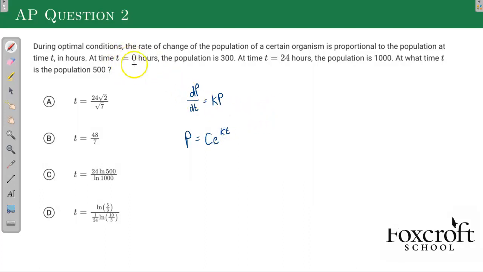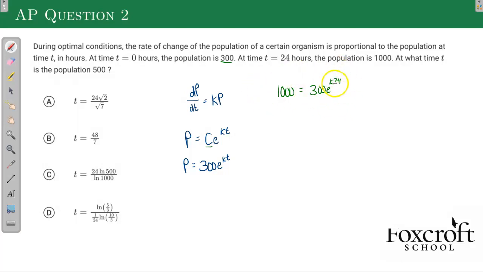At time t equals 0, the population is 300. So the initial condition is c. P equals 300 e to the kt. Then at time 24, the population is 1,000. So the population is 1,000 when I plug in 24, k times 24.